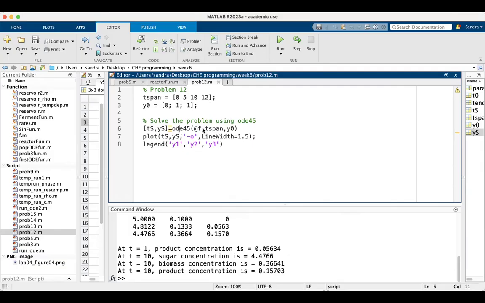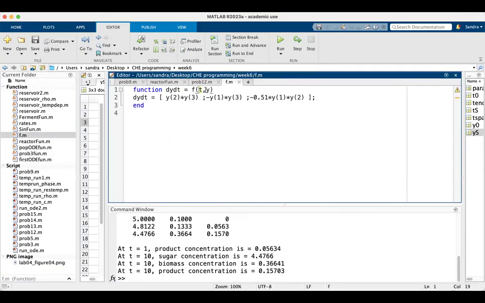This is the ODE45 equation. The function is EF. Basically, I'll show you the function. It will take t and y. And remember, if you have multiple equations, it should look like a column vector. So your first column will be this. If you have to extract y values.